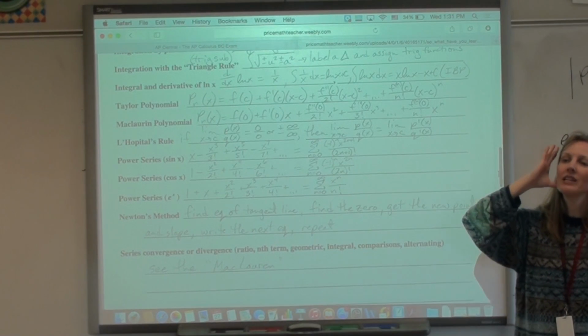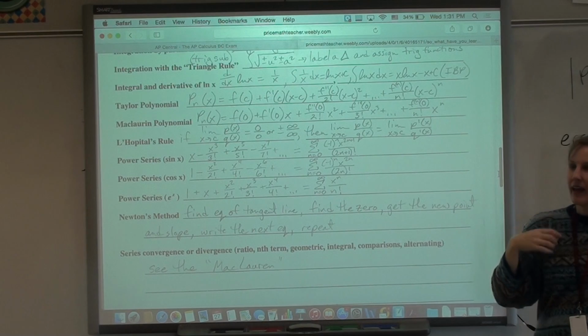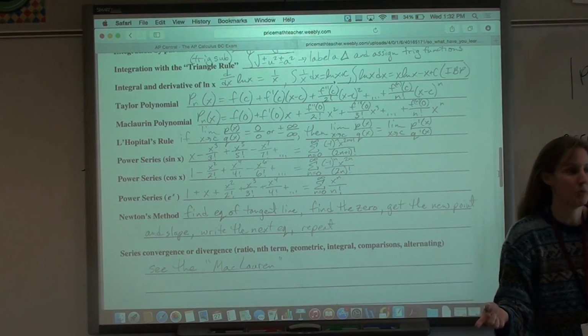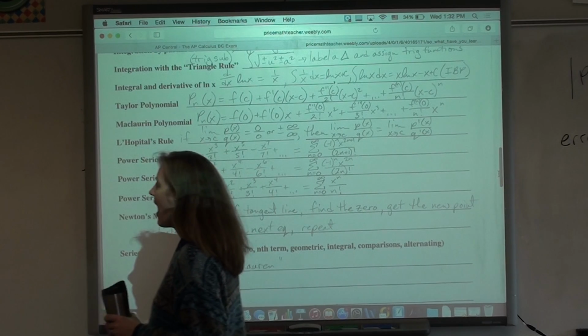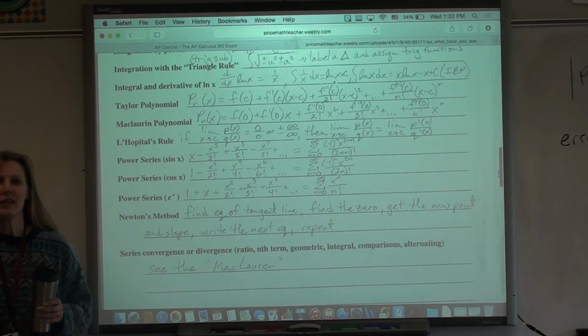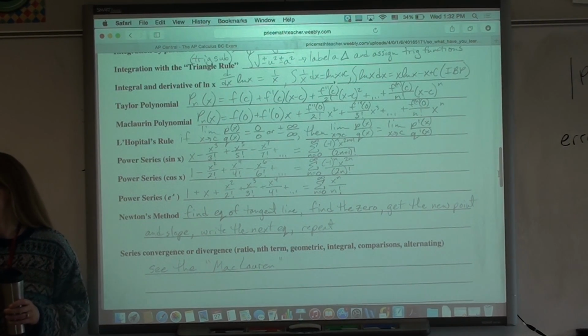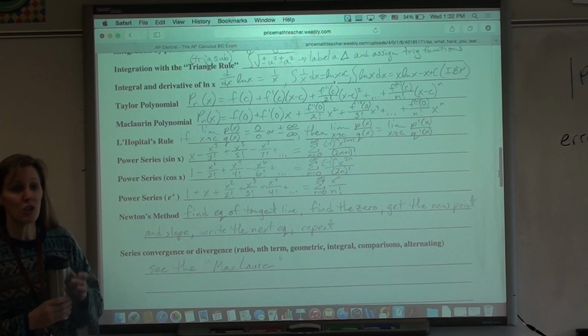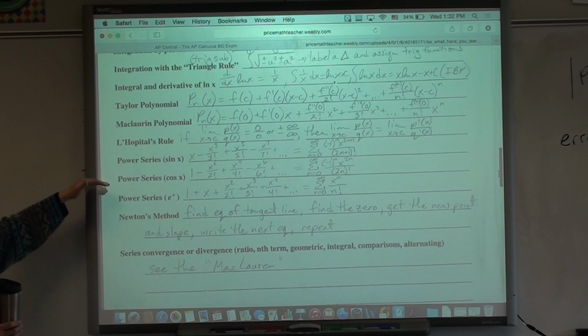I never made you guys memorize power series for sine, cosine, or e. But one of the multiple choice problems made a very strong case for memorizing the power series for sine, cosine, and e. So I was able to memorize them honestly in under 10 seconds. They're very simple to memorize, and I'm going to give you a trick, because the tricks help. So here's my trick for memorizing the power series for sine, cosine, and e.